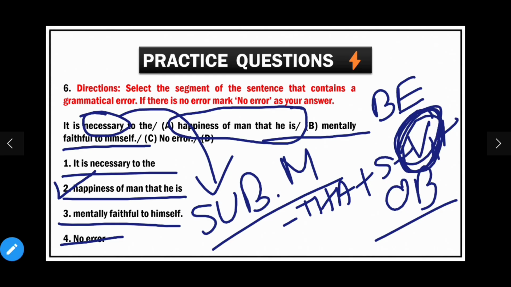So this is what I have tried to explain one by one, with definition, then rule, then example, and then through some practice questions.